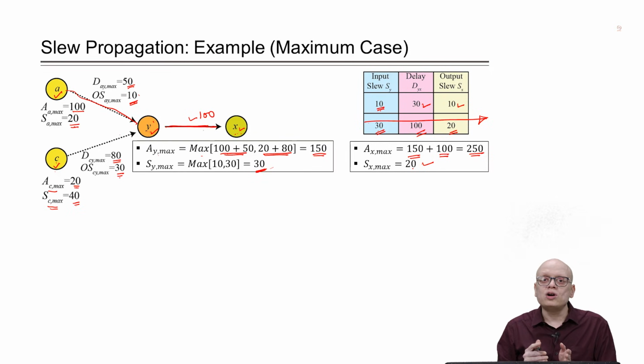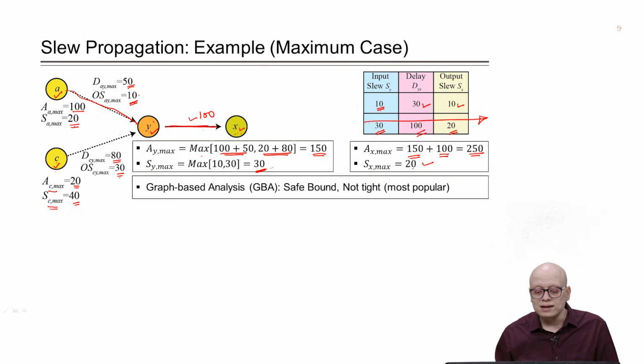So, this method of slew propagation based on the formula that we saw in the last slide and as illustrated, this is known as graph based analysis. So, we are computing the delays and the arrival times based on the worst case slew at a point, and based on that we are propagating it.